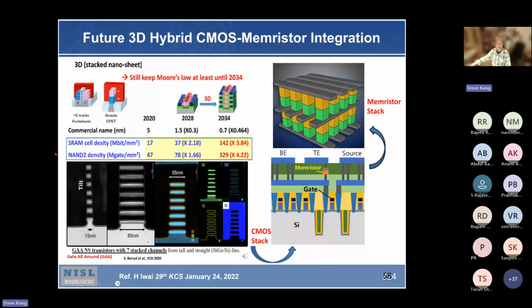So NAND flash chip is very, very compact. In terms of speed it is good, but NAND is very dense. That's why they use NAND operation. This shows a gate all around transistor. See, it's an individual gate tied together. It's all gate all around. See, this one is a bigger gate all around.